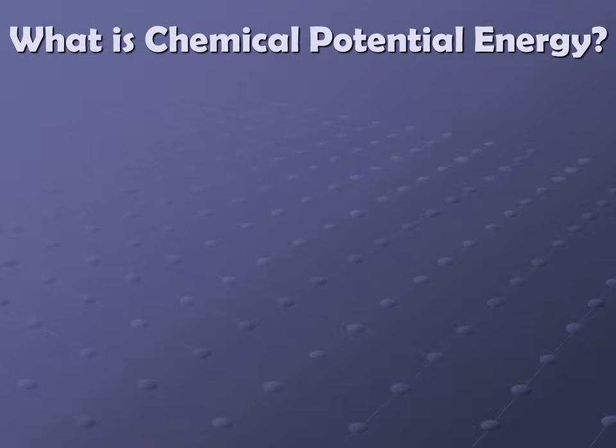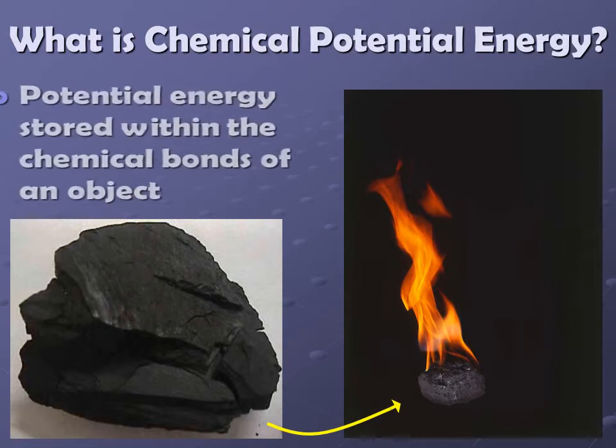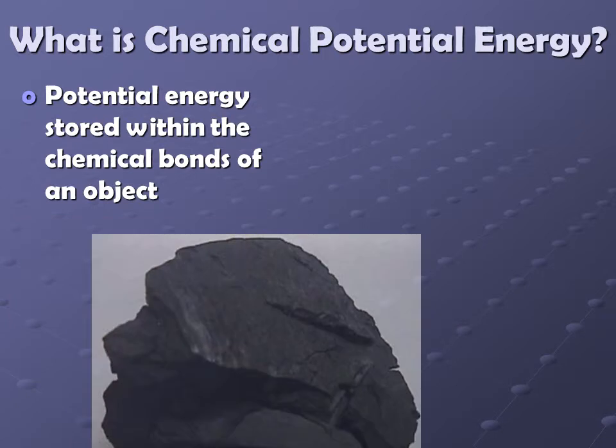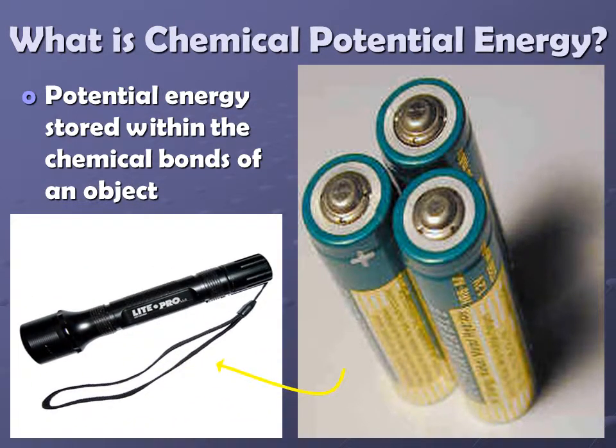Chemical potential energy. Like coal, charcoal. Potential energy is stored within the chemical bonds of an object. So we're going to burn coal for fuel, right? Another example is batteries. The common example, you put batteries in a flashlight, you turn it on, and it starts producing light. Another huge example here is food.